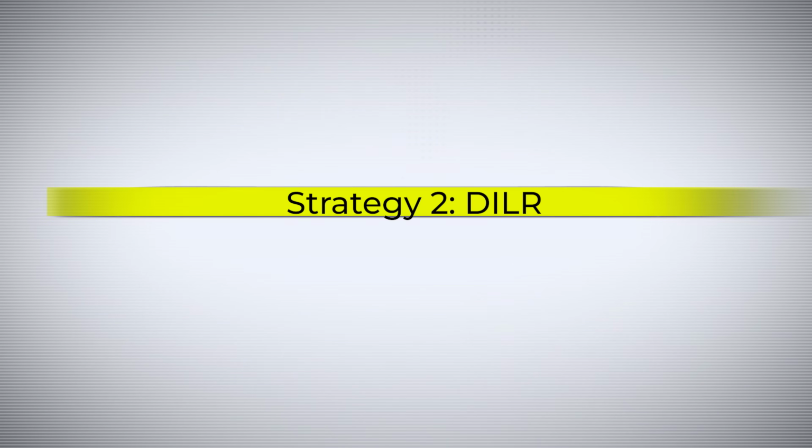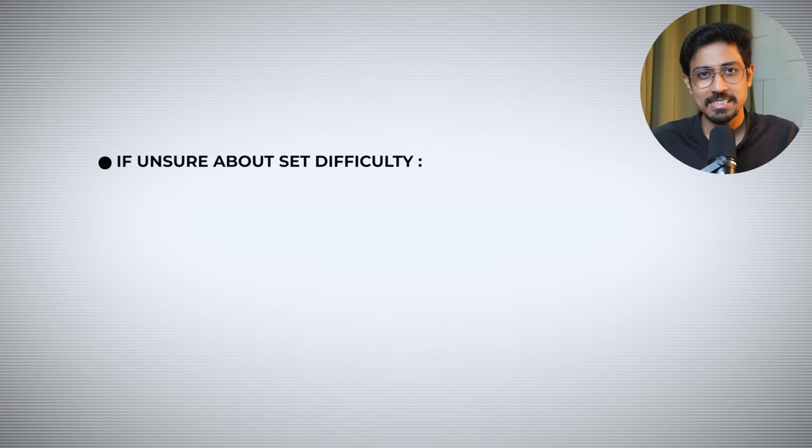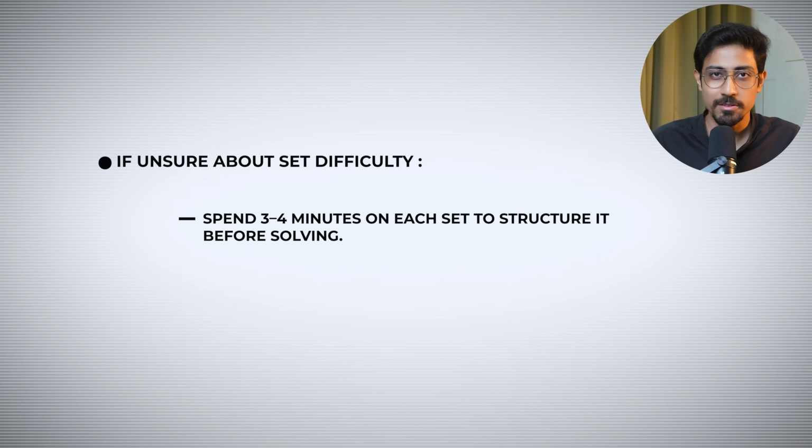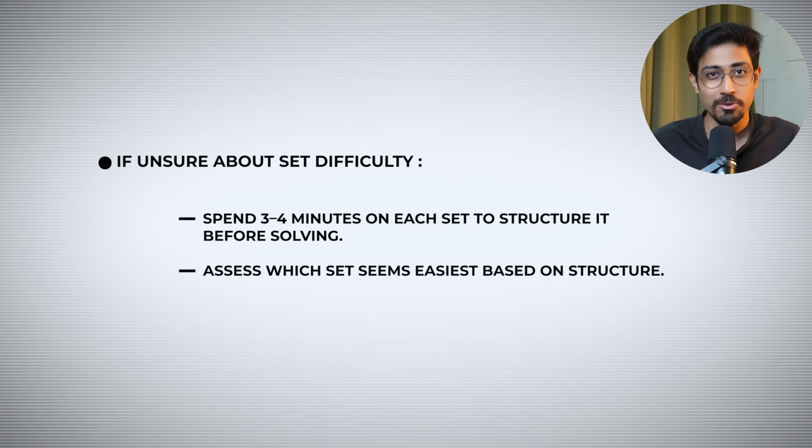Next strategy for DILR: if you think that you're not really good at judging whether you can solve a set or not without really putting pen to paper, and you will not be able to decide in the first 8 minutes itself which set you're going to solve, then you can start by structuring each of the sets. That is, you put some time to each of the sets, maybe 3 to 4 minutes to every set. And once you realize that there is a set which is very easy, and I've structured it really fast and will be able to solve it, then solve it then and there itself. So the idea is very simple.